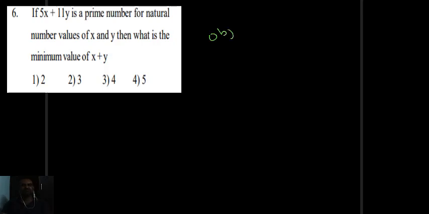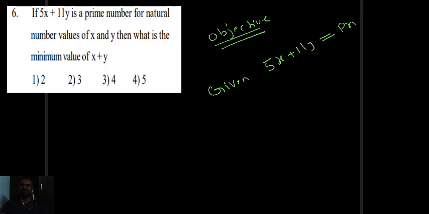Interesting problem, objective type problem. 5x plus 11y is a prime number for some natural numbers x and y. Then what is the minimum value of x plus y? Given 5x plus 11y is a prime, and x, y are natural numbers. We want to find the least possible x plus y.